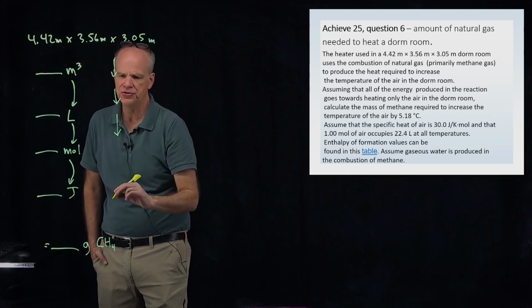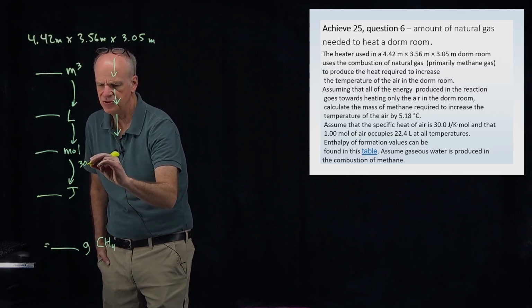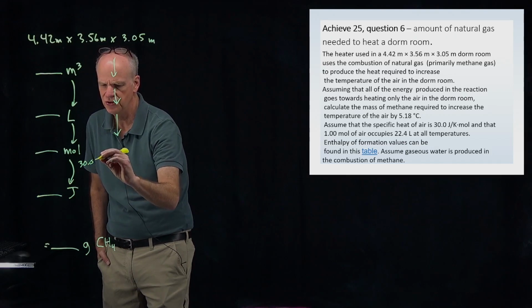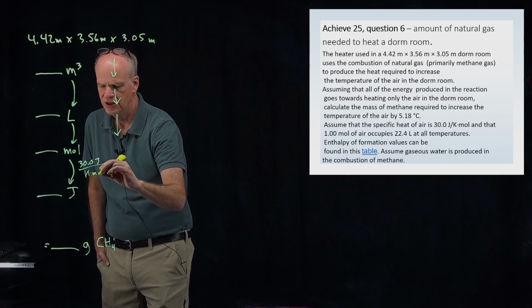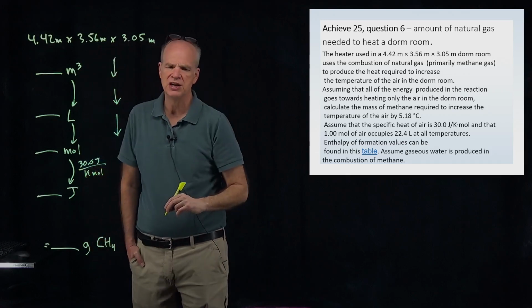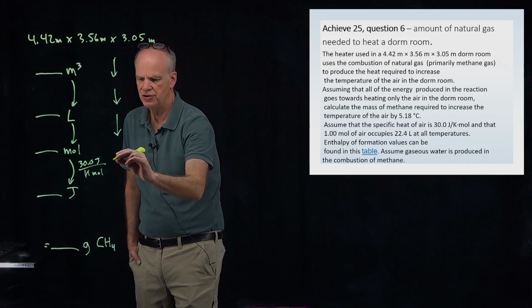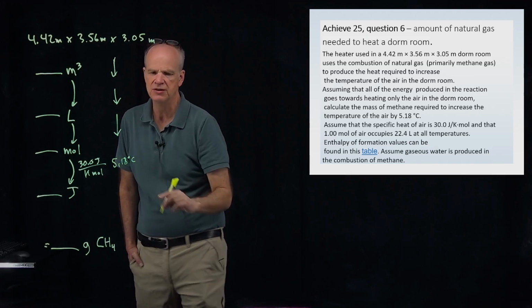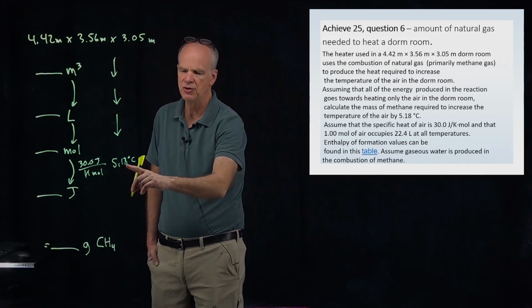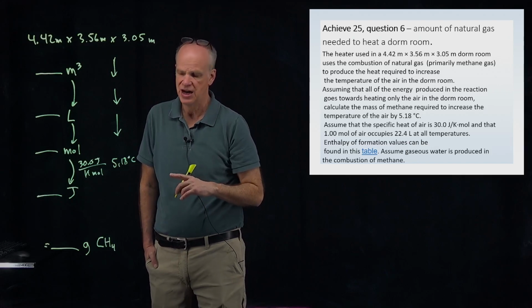The key element here is the specific heat of the gas, which is 30.0 joules per Kelvin mole. Another critical piece of information you'll need is the temperature. Right now it's 5.18 degrees Celsius. One thing you may already see is that we'll have to get this Celsius into a Kelvin. That's a little tricky, and I'll show you how to do that.